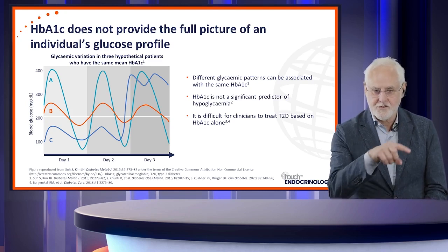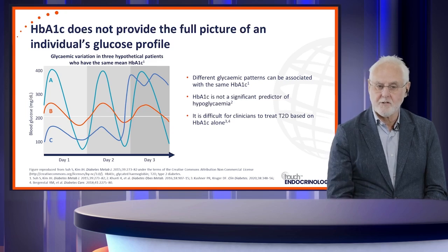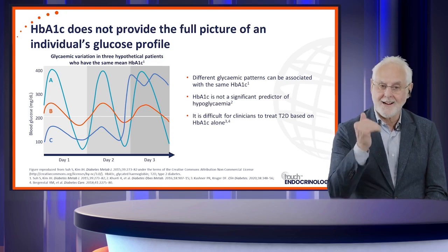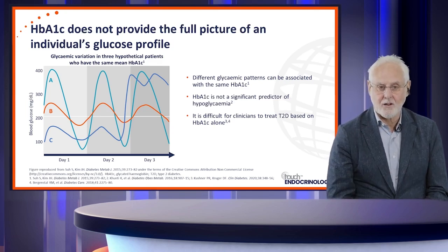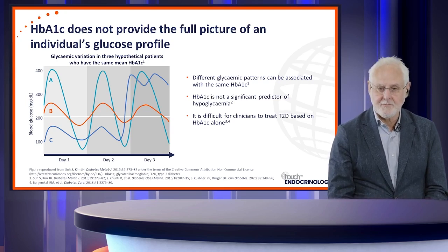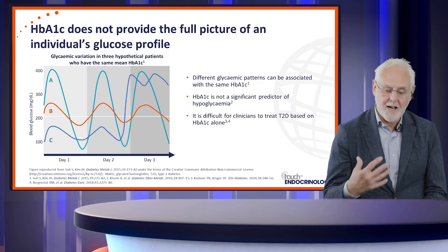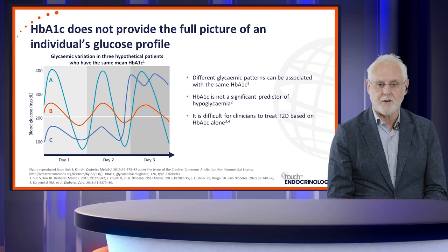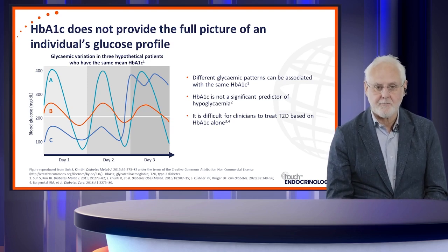So there is this J curve with hemoglobin A1C where you can get hypoglycemia both at high A1Cs and low A1Cs. And finally, it's difficult for clinicians to treat type 2 diabetes based on hemoglobin A1C alone. We did that for many, many years, but we have new technology that gives us much more insight based on CGM readings, and that's what we're going to get into today.